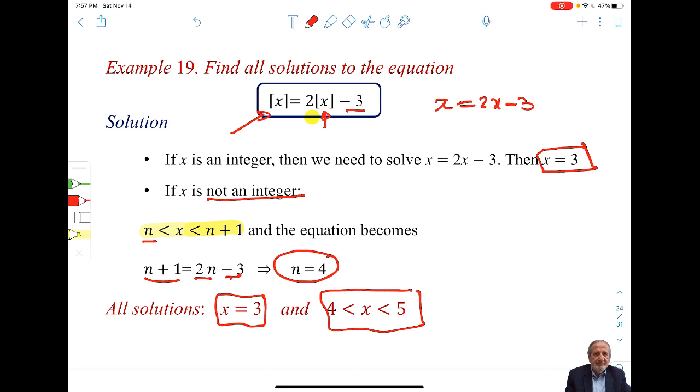And you can check your answers. Just take 4.2 and see what happens. You find the left-hand side is equal to the right-hand side.